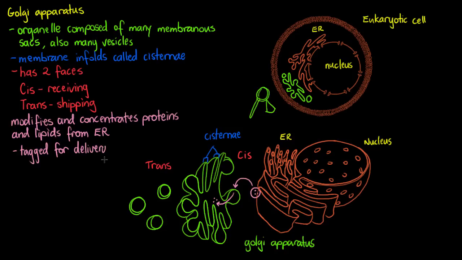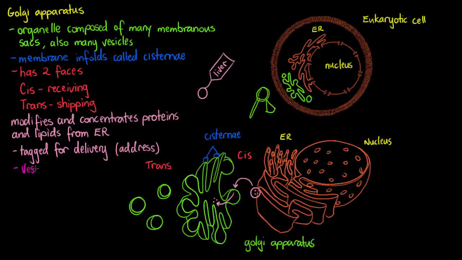Now something else that will happen is the newly folded proteins or lipids or anything like that are going to be tagged for delivery. So if we say this is a protein, the Golgi apparatus is going to put a tag on it that says, let's say it's going to the liver. Your Golgi apparatus puts that tag there and gives it an address, gives it an endpoint, tells your body where it's supposed to be going. And it's going to be sent off in new vesicles that will bud away from the trans or shipping side.